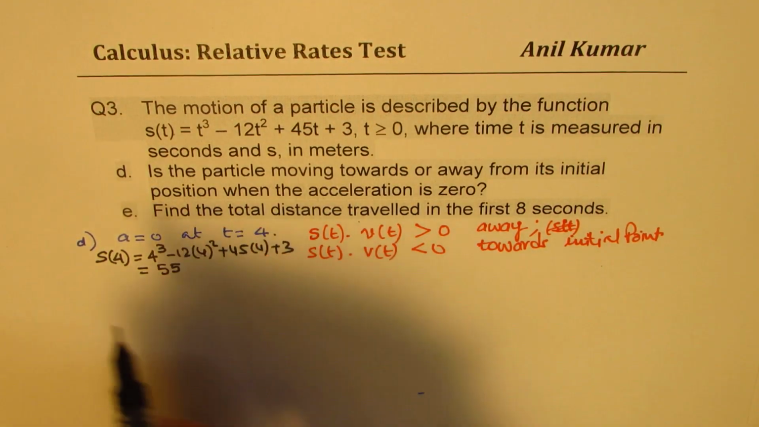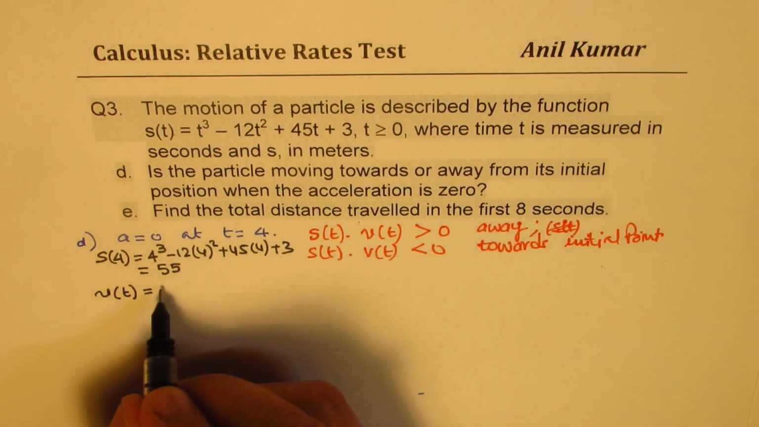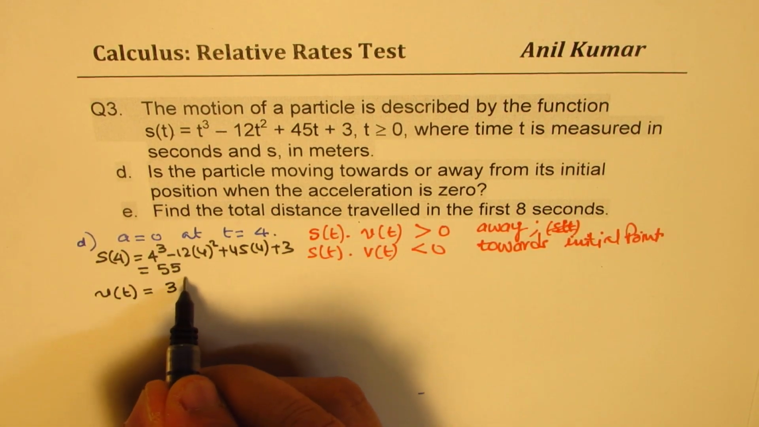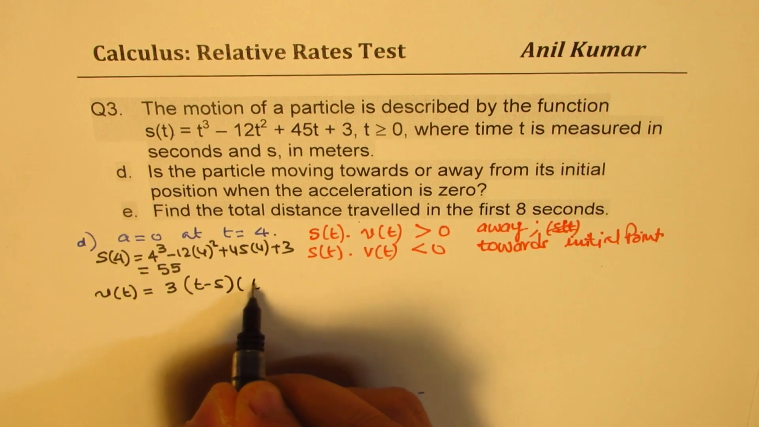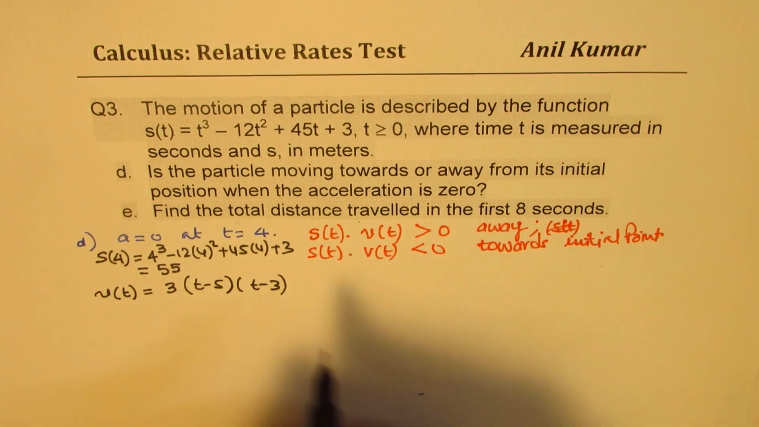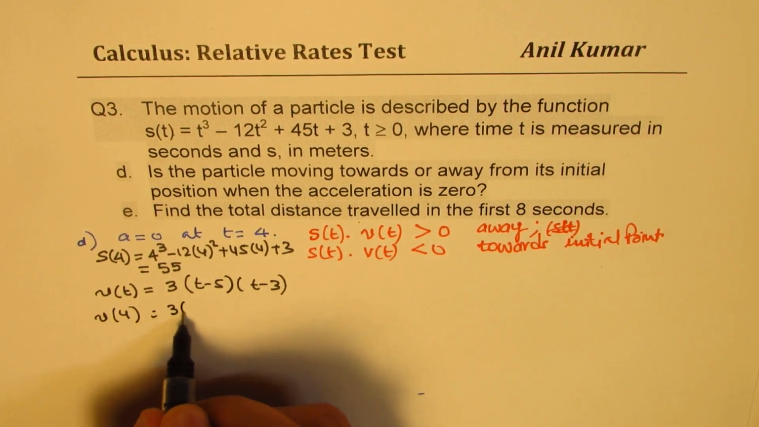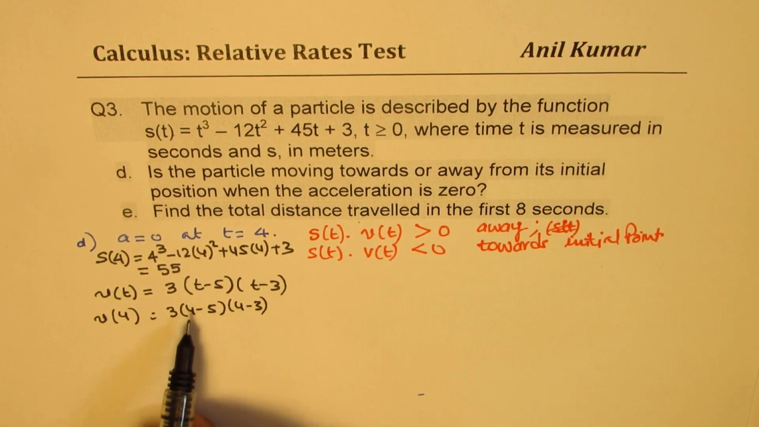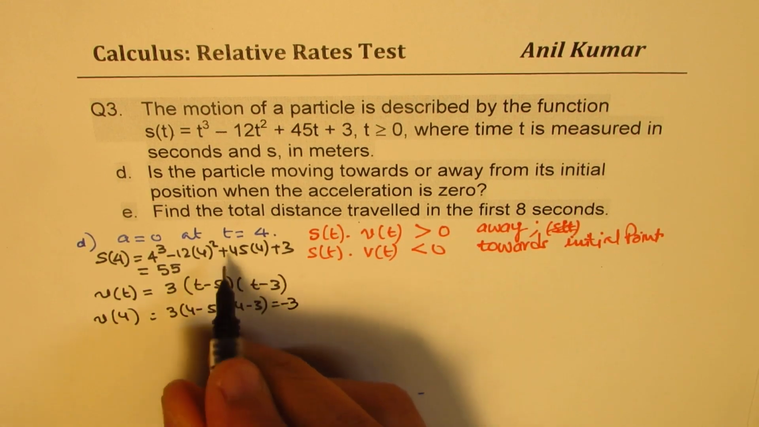Now, what was the velocity? Let's calculate velocity at 4. Let me write the expression for velocity first, which is 3 times, in the factored form, we wrote t minus 5 times t minus 3, correct? This is simpler. At 4, I could replace t with 4, and then it's easy to calculate: 4 minus 3 is positive, and 4 minus 5 is negative. So we get minus 3, which is negative.